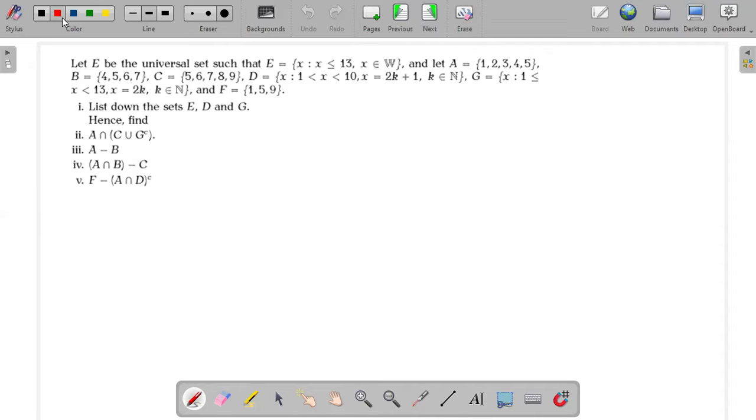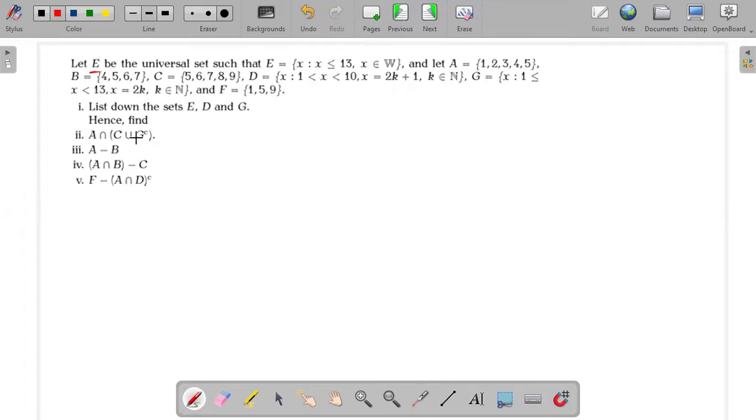So this first one reads: let E be the universal set such that E is defined as the set of all x such that x is less than or equal to 13, and x is a whole number. They're saying let A be the set 1, 2, 3, 4, 5, and B is the set containing the elements 4, 5, 6, and 7. C is defined like that, and you have D here, which is also defined, and G like that, and F, the set containing 1, 5, and 4.